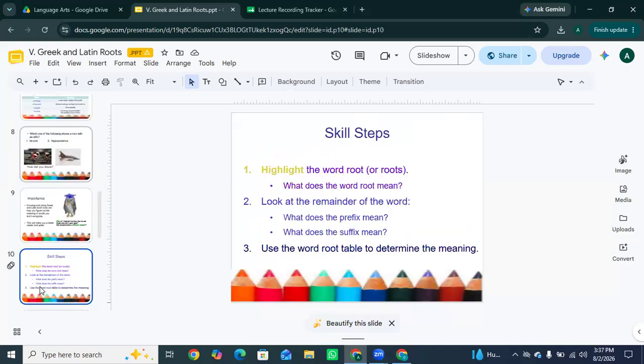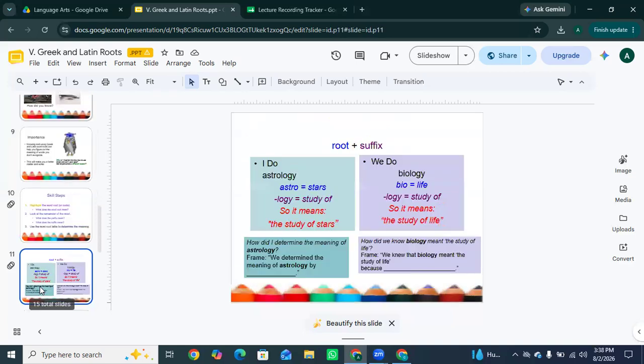So here we have some skill steps. When you see a difficult word, you have to find the root first, then find the prefix, then find the suffix, and combine all the meanings, then figure out the whole word. So root plus suffix.